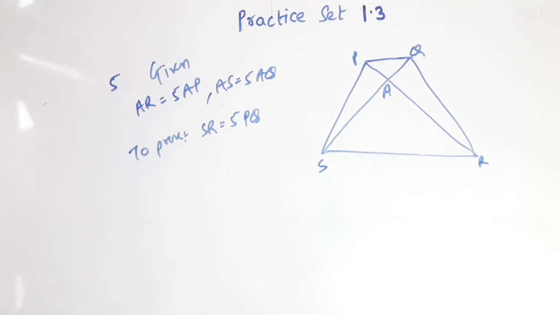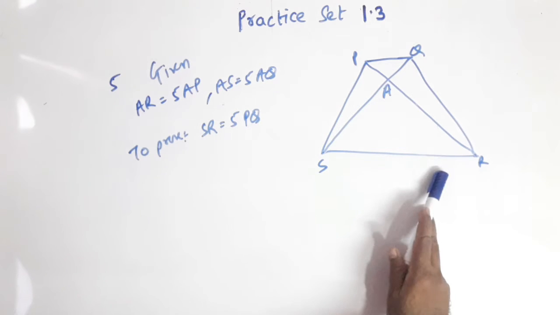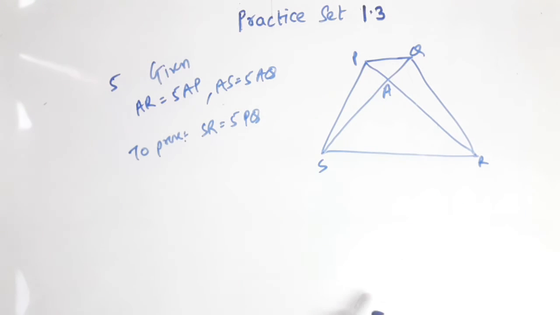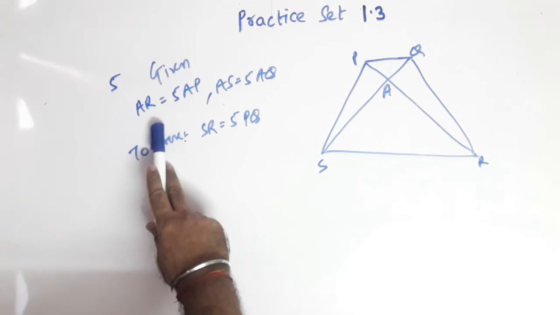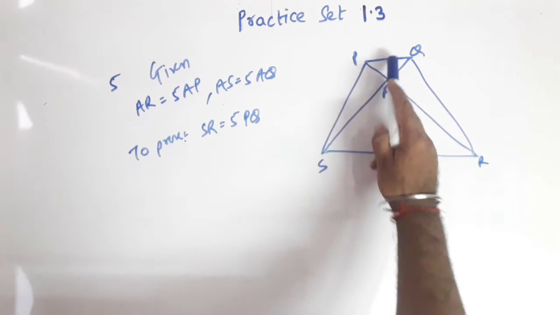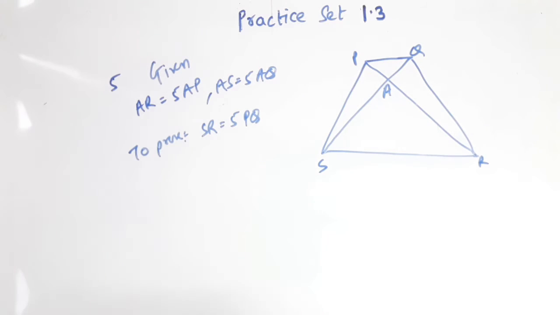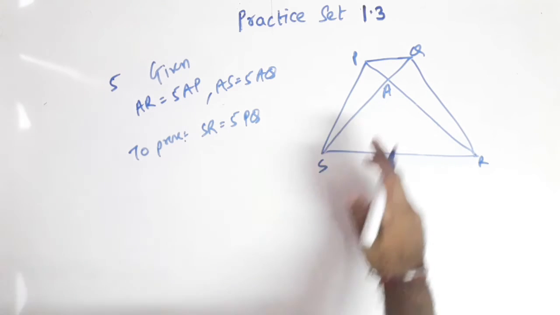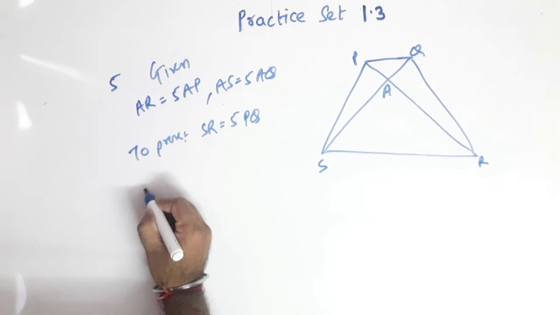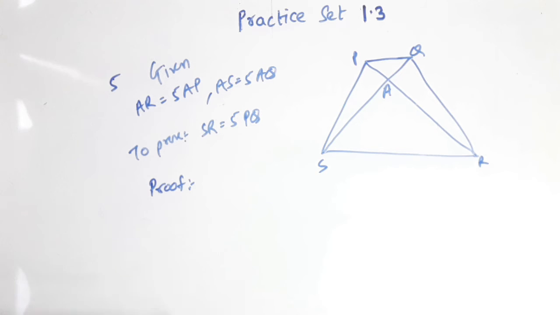So if you see, we have to show here SR is 5 times PQ. Okay, this is given: AR is 5 times AP, AS is 5 times AQ. And it is given PQ is parallel to SR. So it is very simple. We have to prove these two triangles similar first. Okay, so we'll write proof here since they have asked to prove.